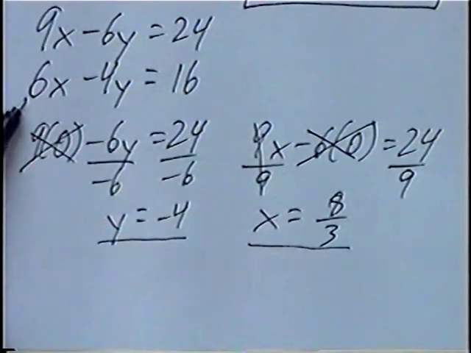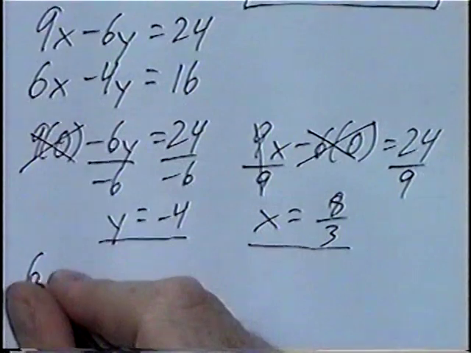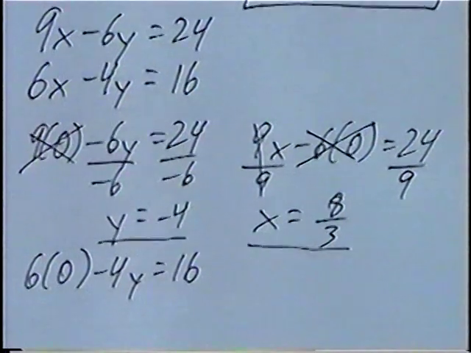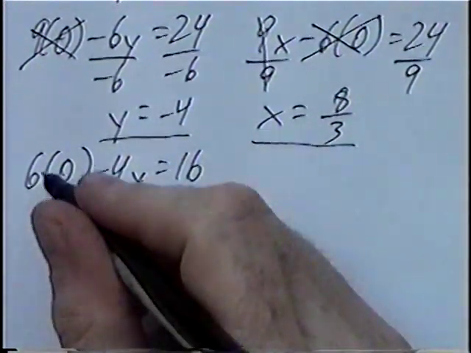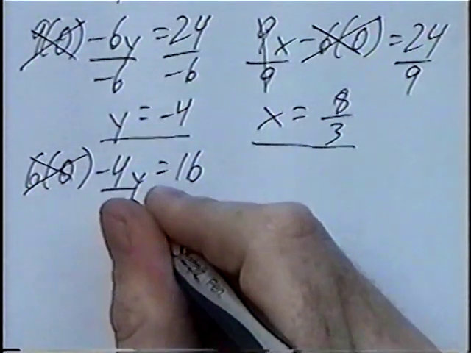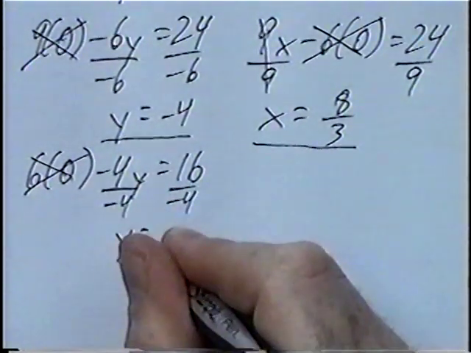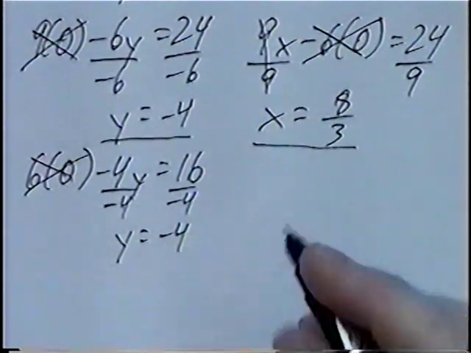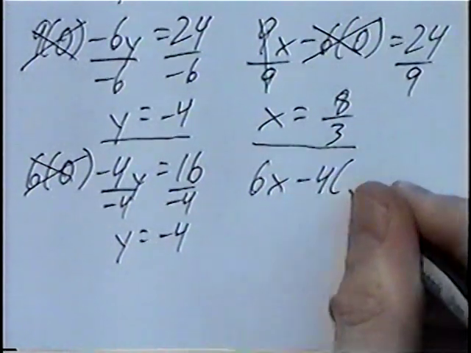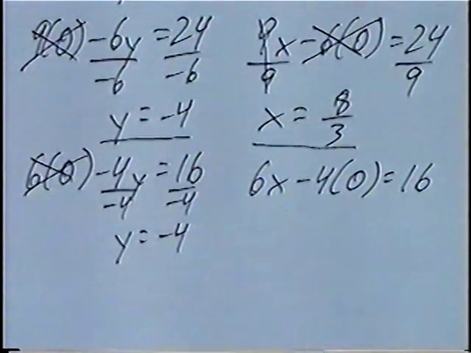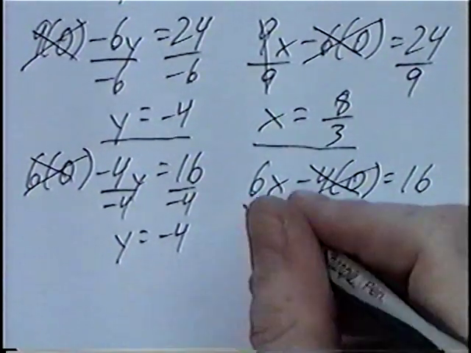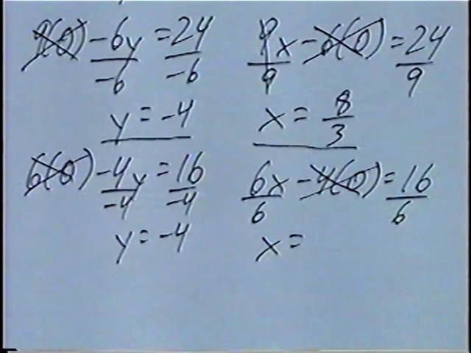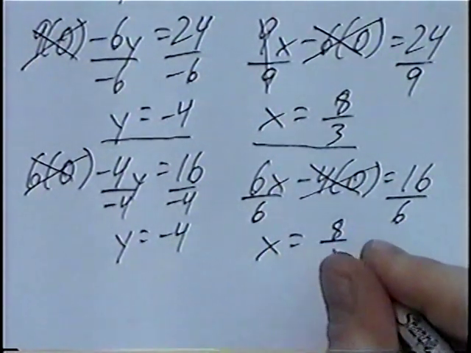Solving the second equation, 6x minus 4y equals 16. Again, we can plug a 0 in for x. Six times 0 would cancel. Dividing by negative 4, y equals negative 4. Solving the same equation again, but a 0 for y this time. Negative 4 times 0 would cancel. Dividing by 6, x equals 16 over 6, which reduces to 8 over 3.